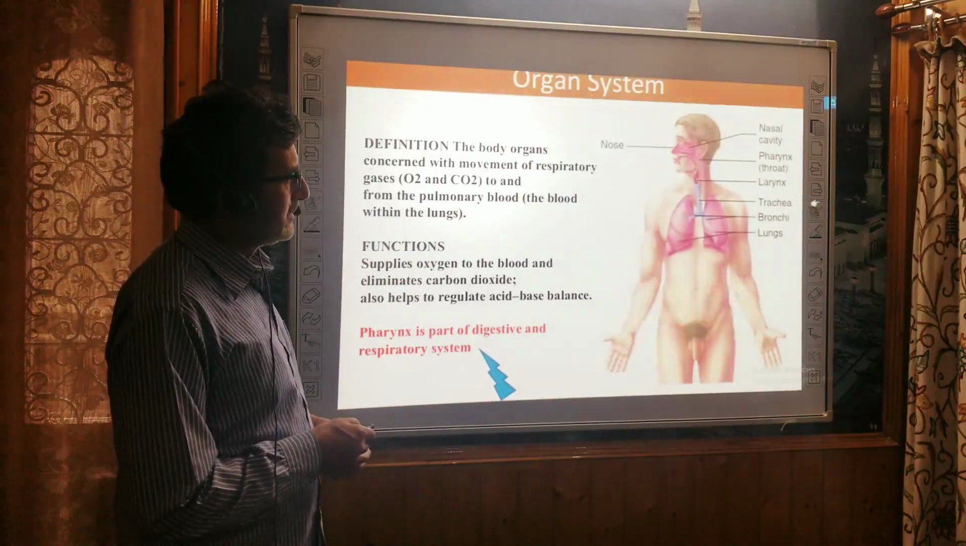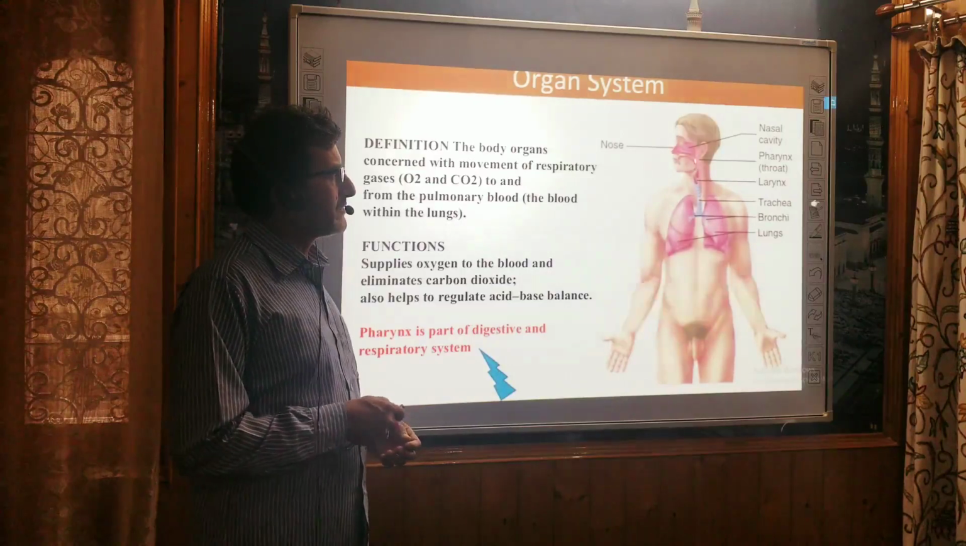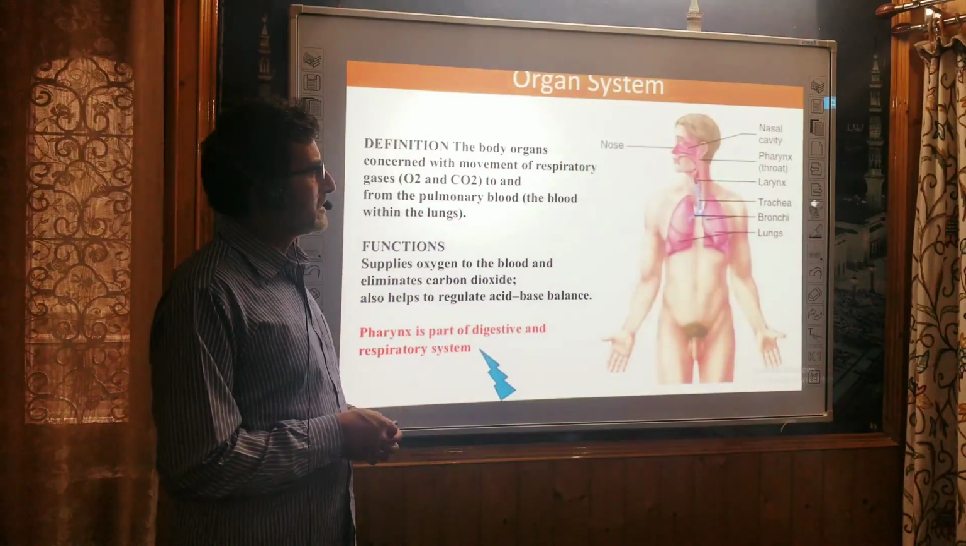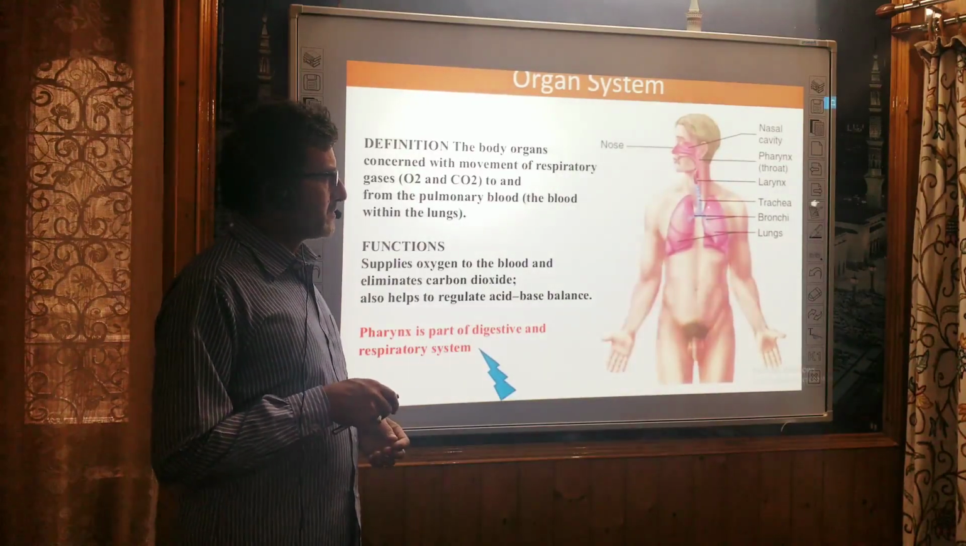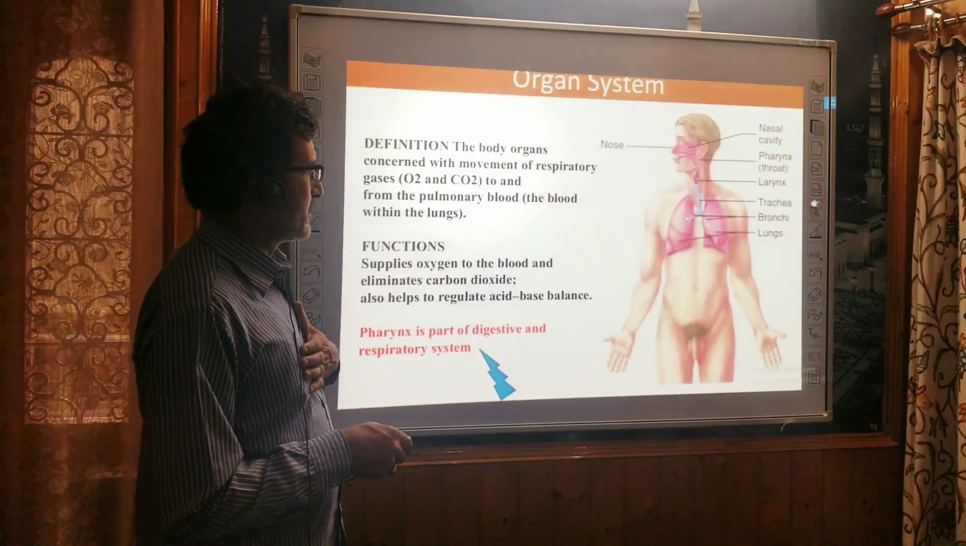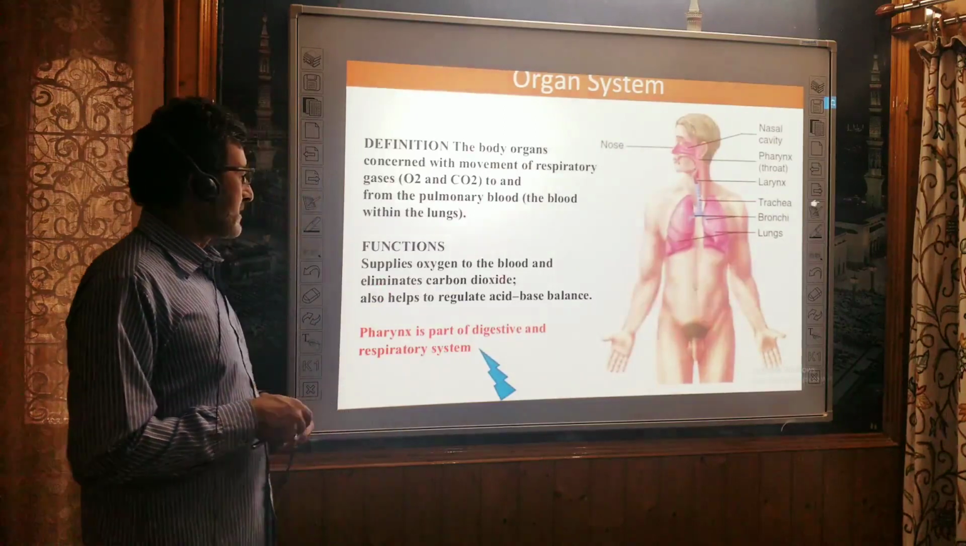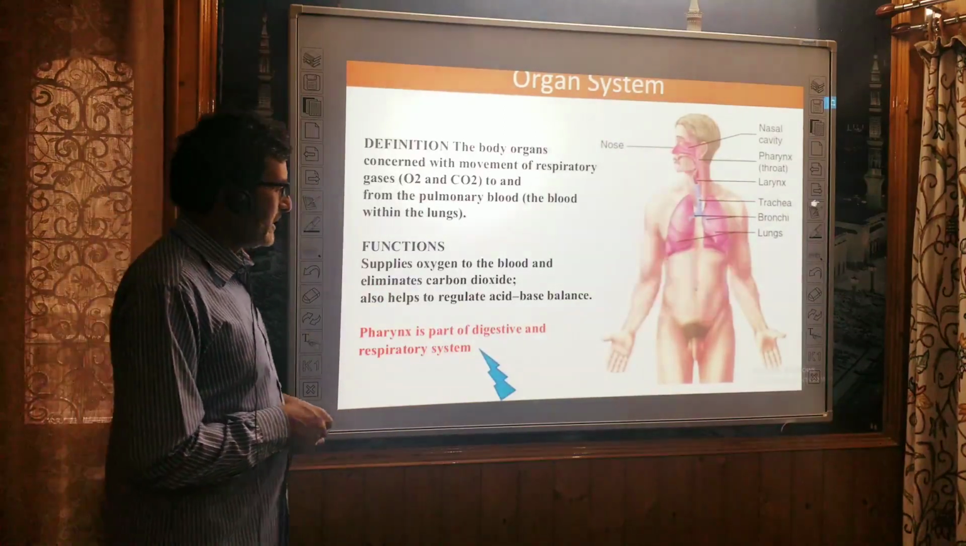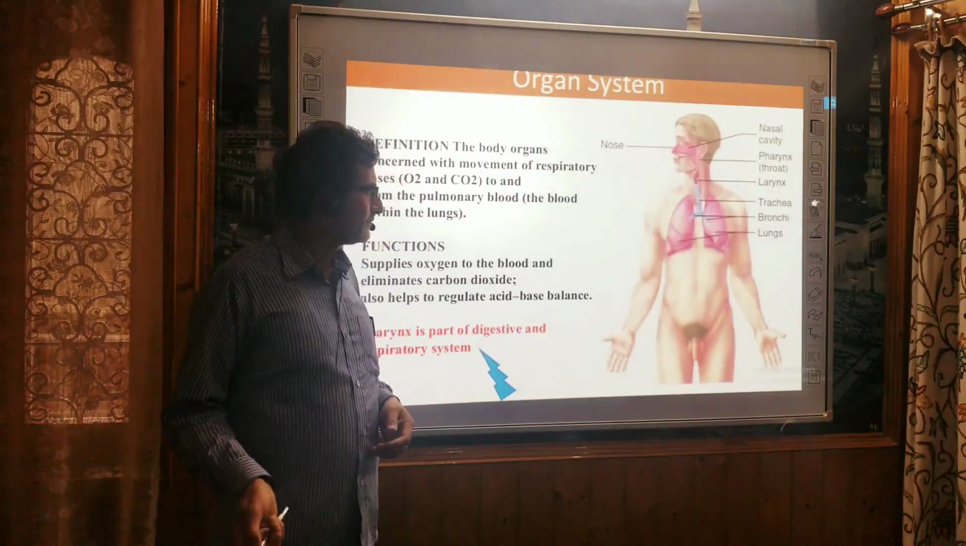So for which exchange of gases takes place with the help of lungs. Lungs is a sensitive and delicate organ. This is protected by the rib cage, which lies in our chest. So it eliminates carbon dioxide, and also helps to regulate acid-base balance.